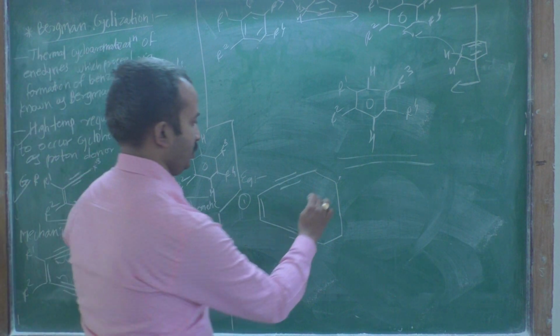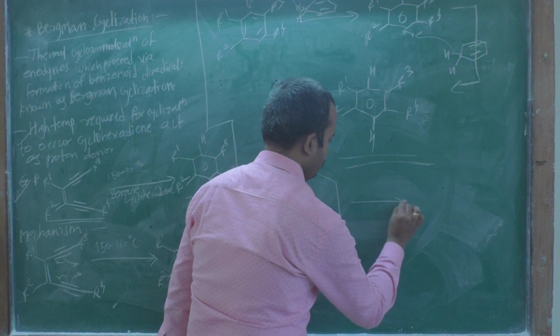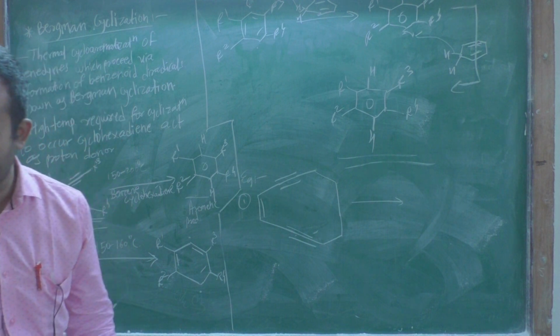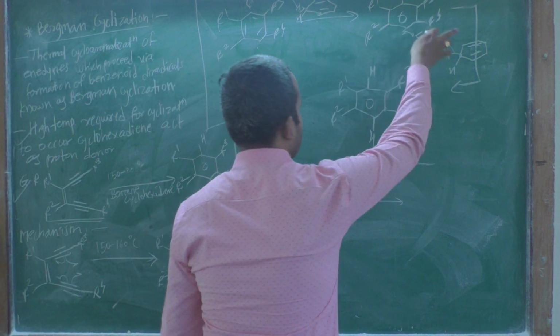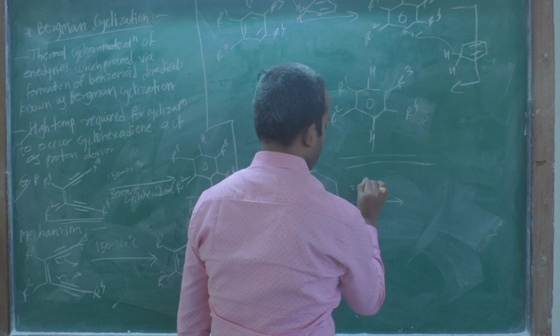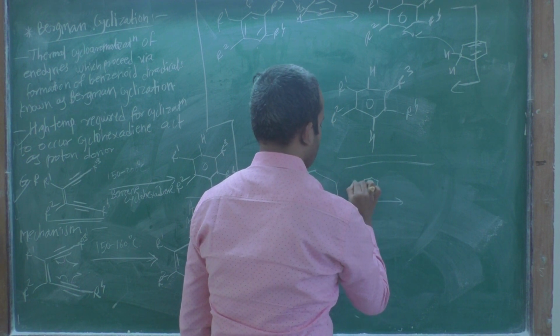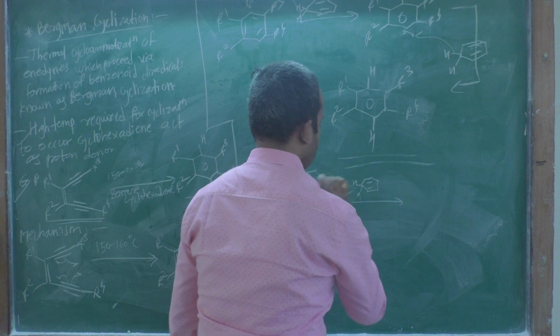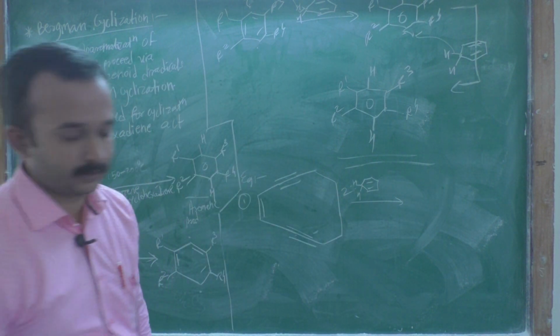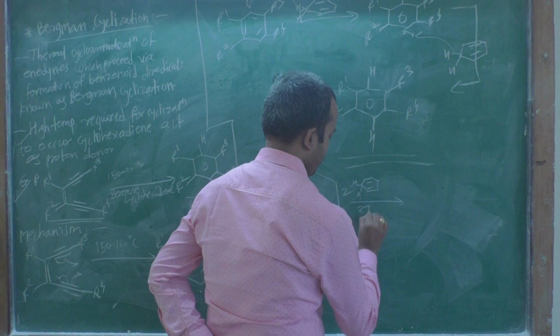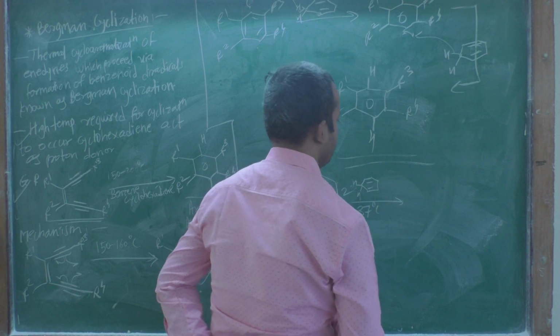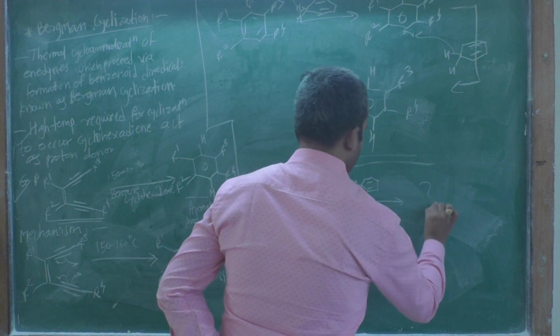This is the product of the alkyne in presence of 1,4-cyclohexadiene, in presence of two equivalents of cyclohexadiene, at 37 degrees Celsius. So what is your product?